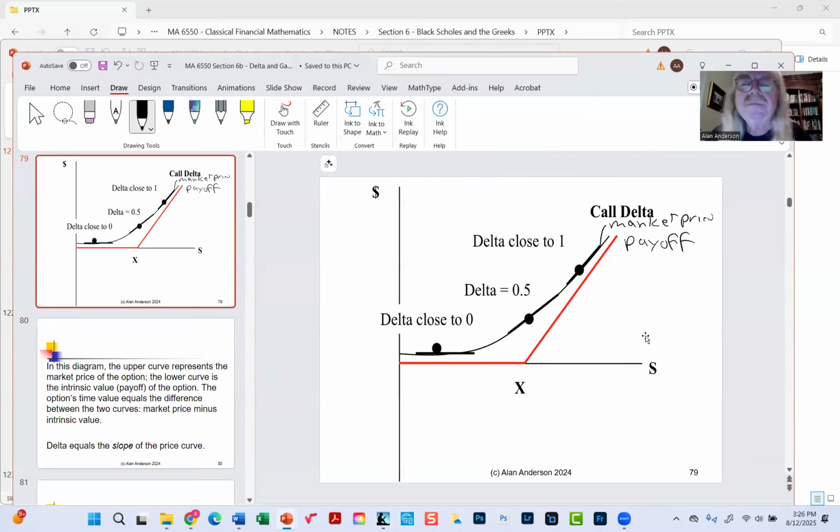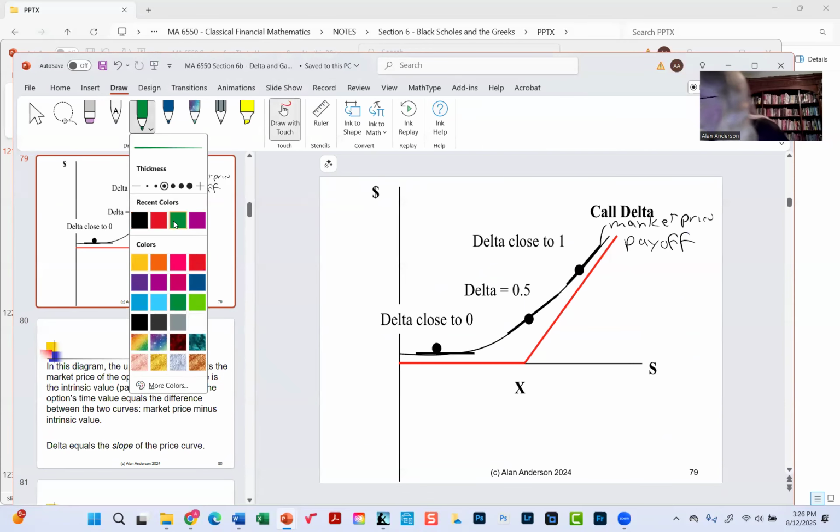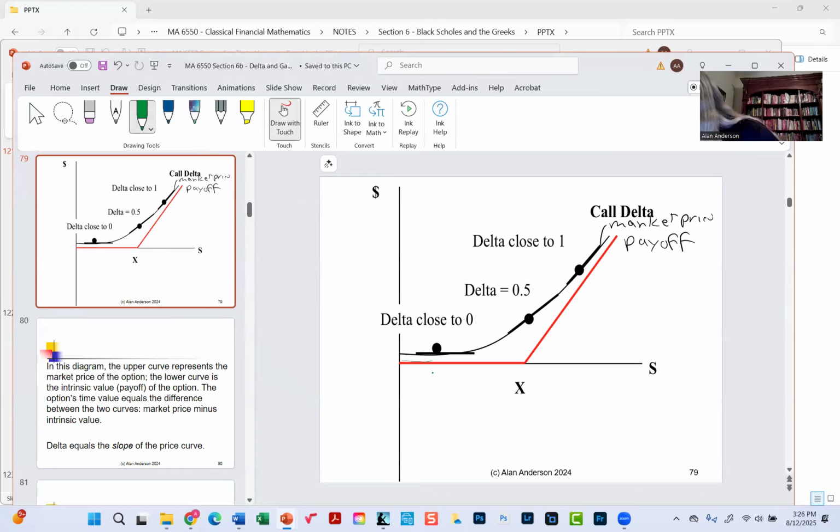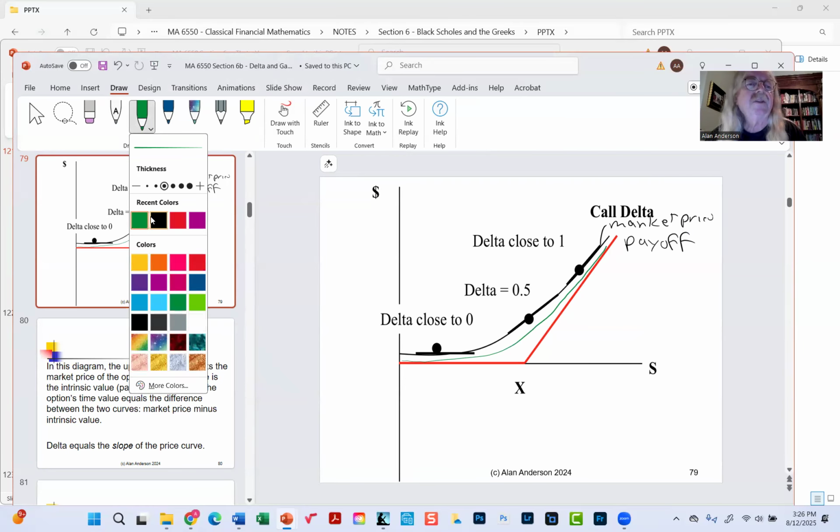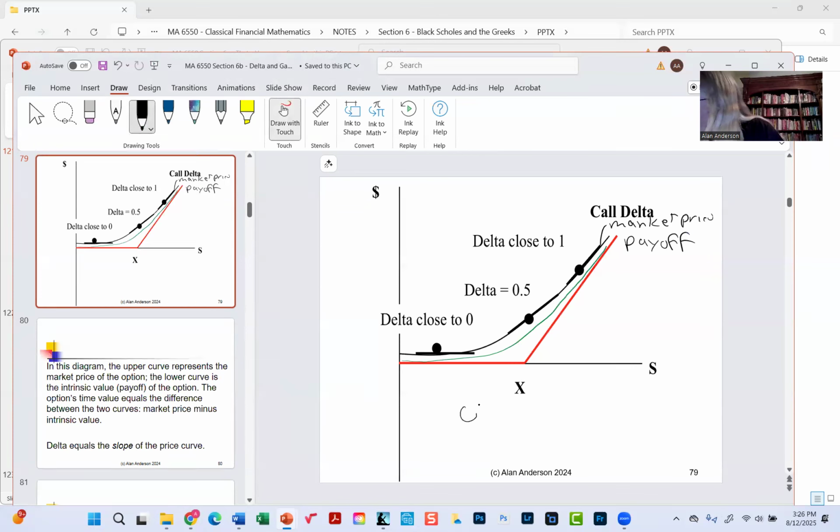As time evolves, the market price drifts to the right. It gets closer and closer to the payoff. And on the final day of trading, they will be exactly the same. And so you can see that it's not going to be possible for the slope of that market price curve to be negative or greater than 1. It can't be steeper than the payoff profile. So we know that the delta is bounded between 0 and 1.